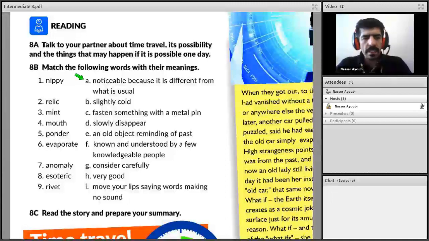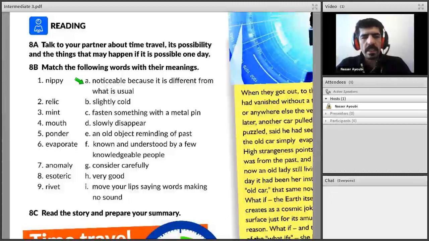Number 8, esoteric is F. Esoteric, F. Known and understood by a few knowledgeable people. So it's not something that normal people can understand. That's why for normal people it is strange. Number 9, rivet is C. Fasten something with a metal pin. Rivet is fasten something with a metal pin. Good.